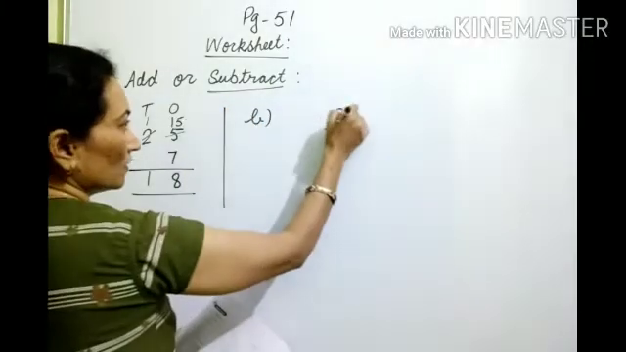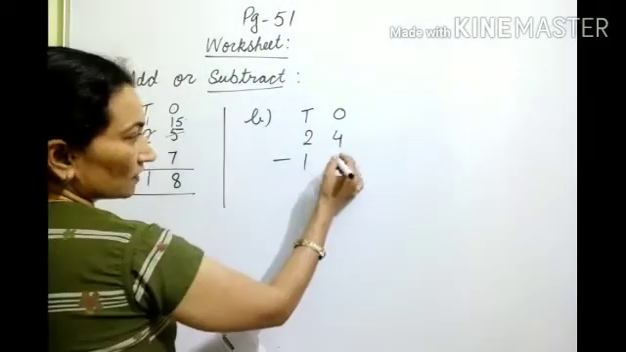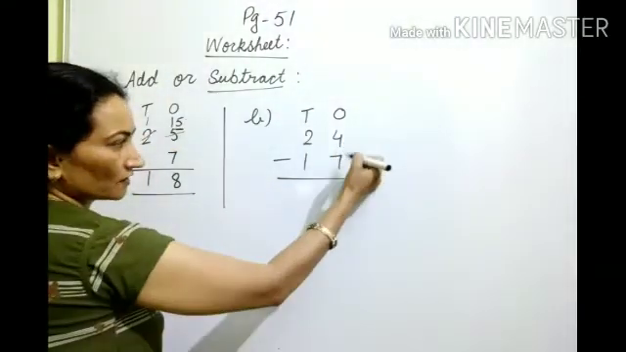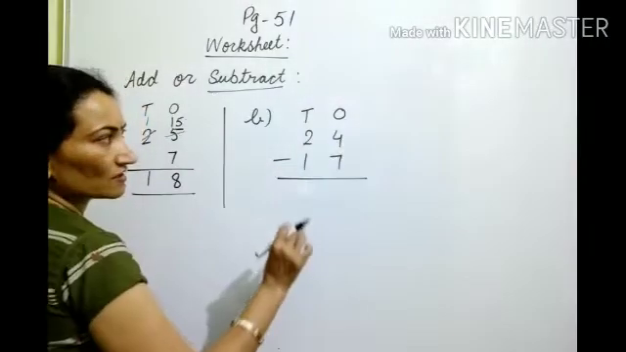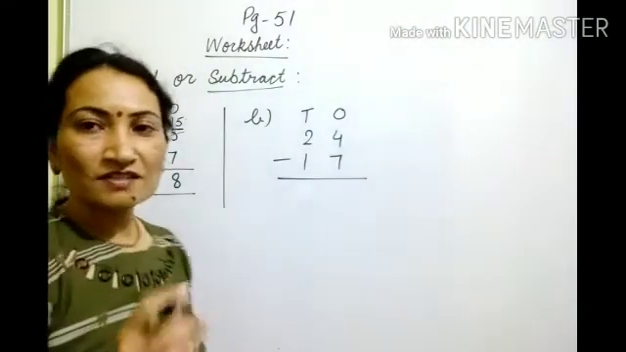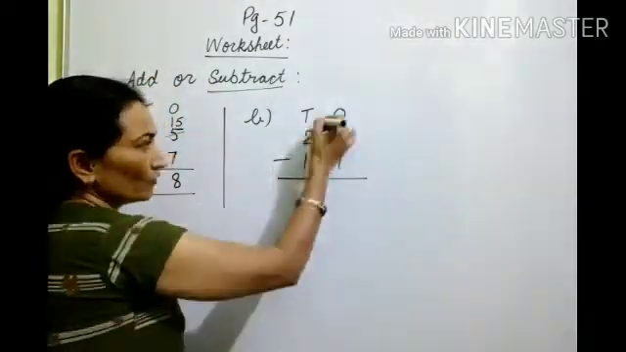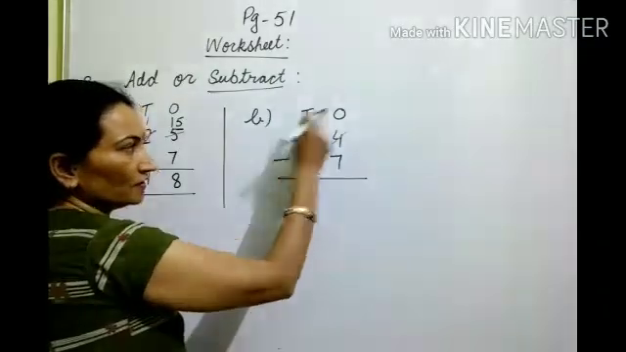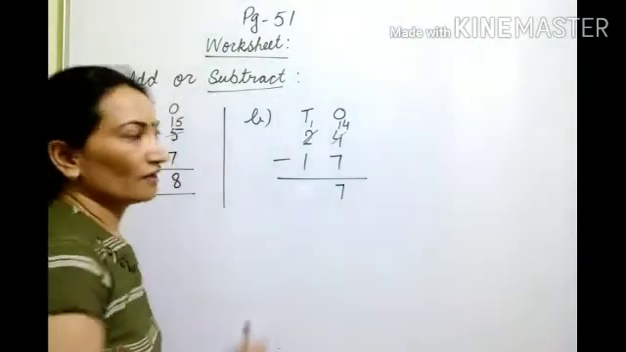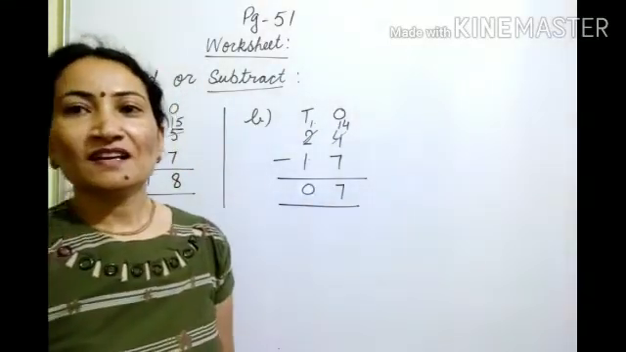Let's take B part, which is the same subtraction question. We have to subtract 17 from 24. So we write 24 minus 17 and then start subtracting from the ones place. 4 minus 7. Again 4 is less than 7, so we cannot subtract. So what do we do? We borrow from the 2. Here 1 is left and here it becomes 14. 14 minus 7 gives 7. And 1 minus 1 is 0. So the answer is 7.